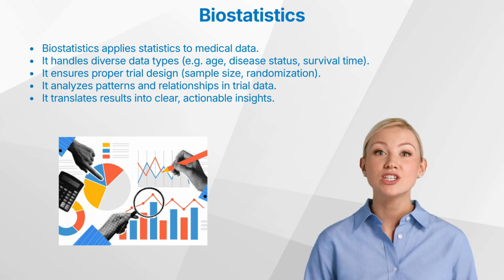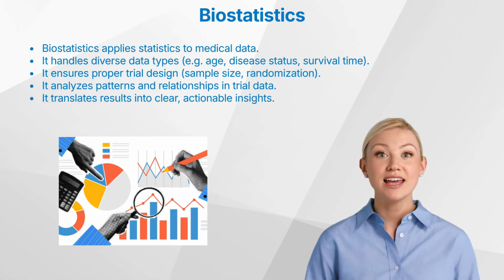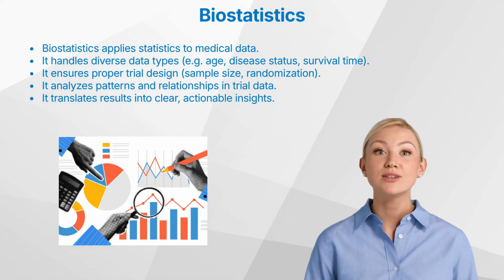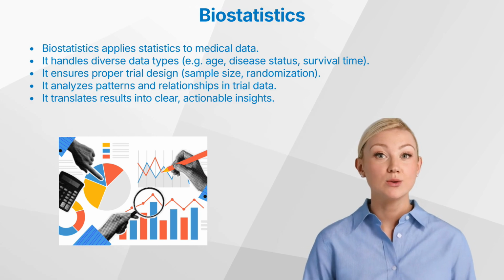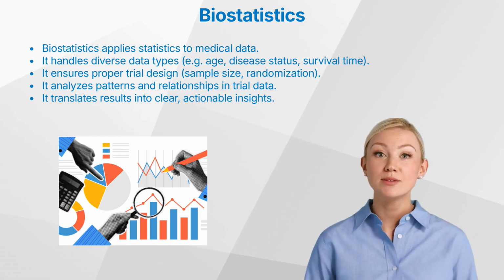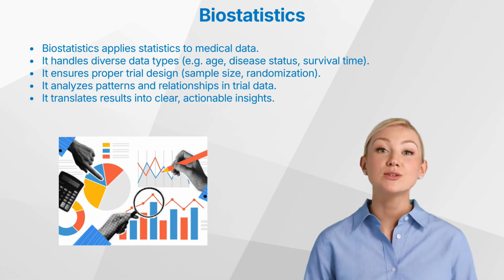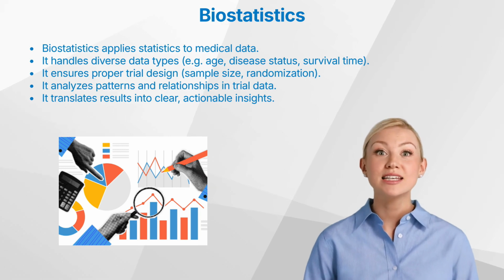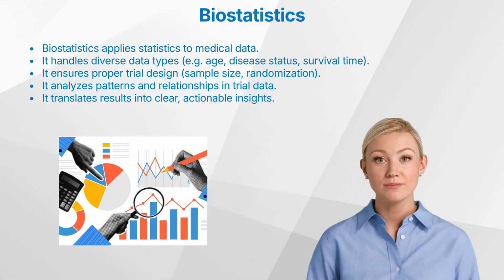Now, biostatisticians don't work with just one type of data. They deal with a wide variety, and each requires a specific analytical approach. You'll find numerical data like age or blood pressure, categorical data like sex or disease status, and ordinal data, think pain scales, or symptom severity ratings. They also work with time-to-event data, which includes information like survival time or time to disease relapse. These different data types provide a full picture of the health outcomes we're studying.